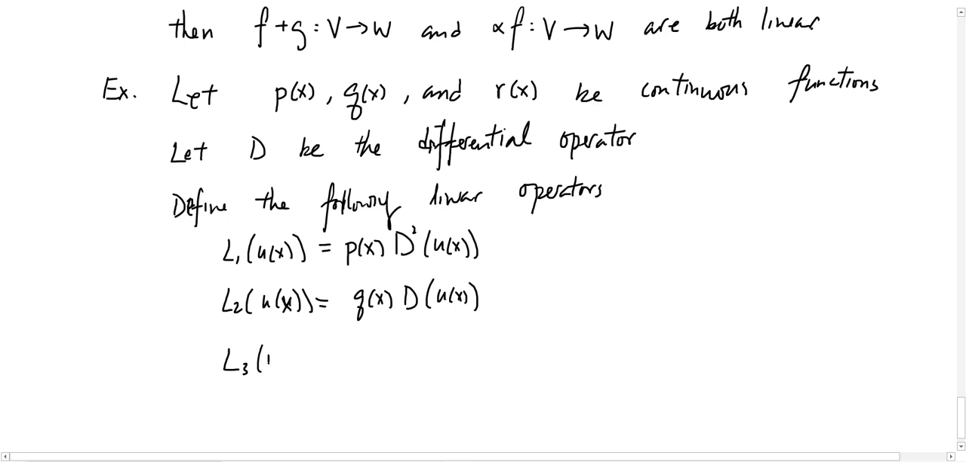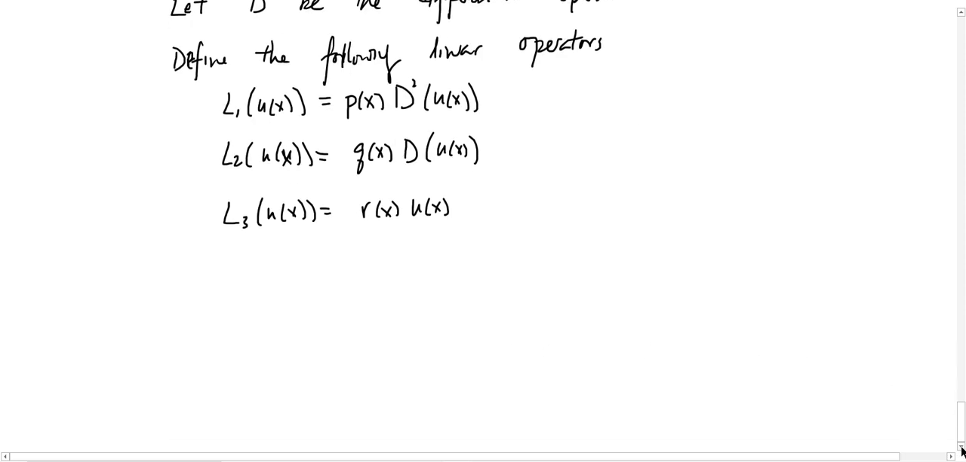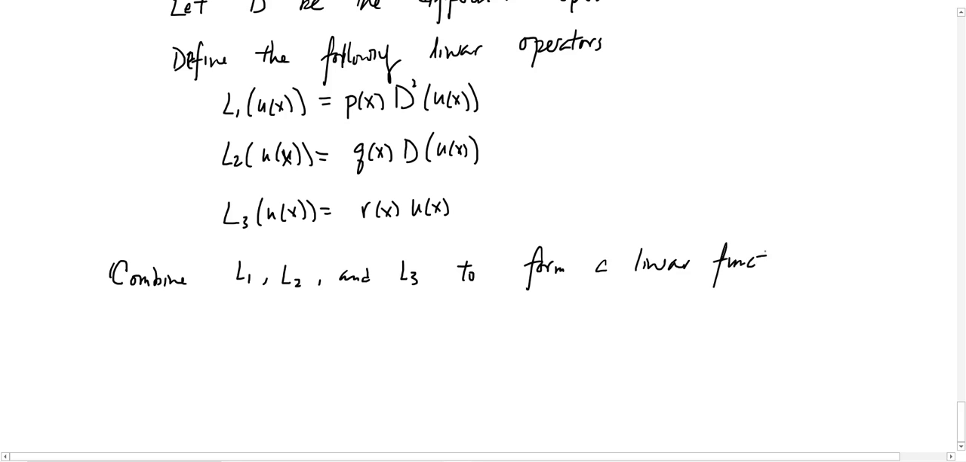So L3 of u of x is just equal to r of x times u of x. So this is basically the same as the q of f of x that we defined before. Now what we're going to do is combine L1, L2, and L3 together to form a differential equation, or to form a linear function. How? Well, because remember, the sum of linear functions remains linear.